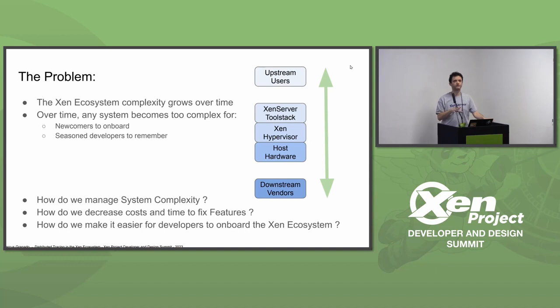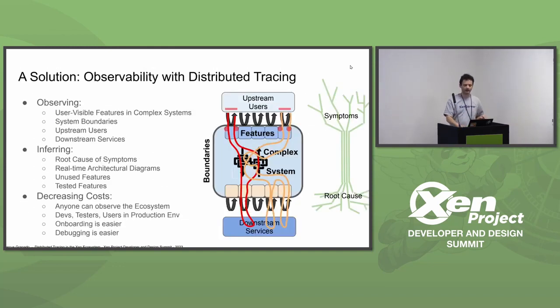So I think it's important to keep in mind that it's not only about performance here, but about managing complexity as well. That's the problem we're trying to tackle. And the suggested solution for that is observability with distributed tracing.